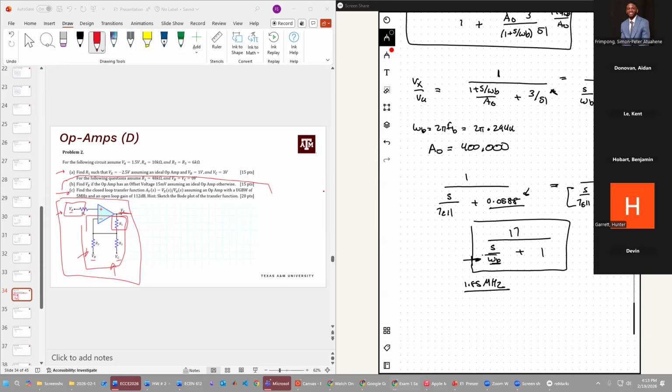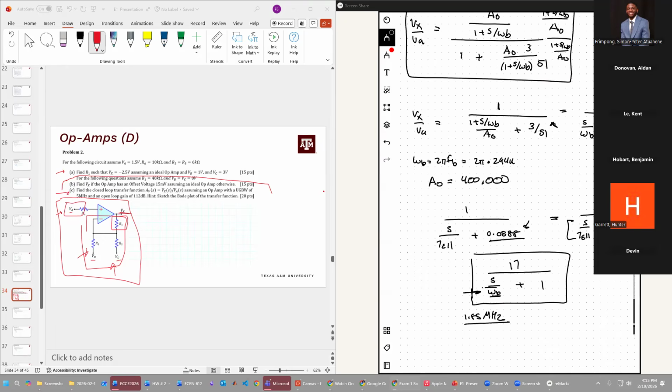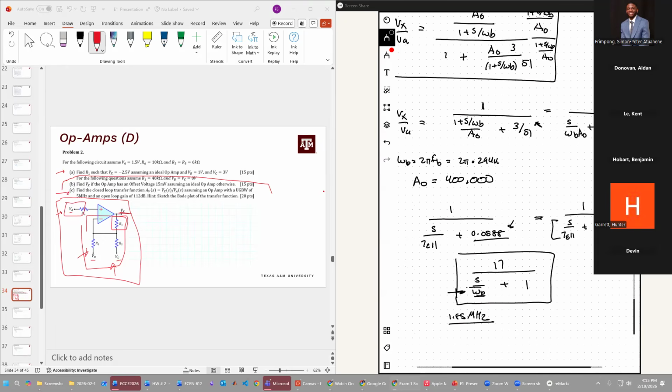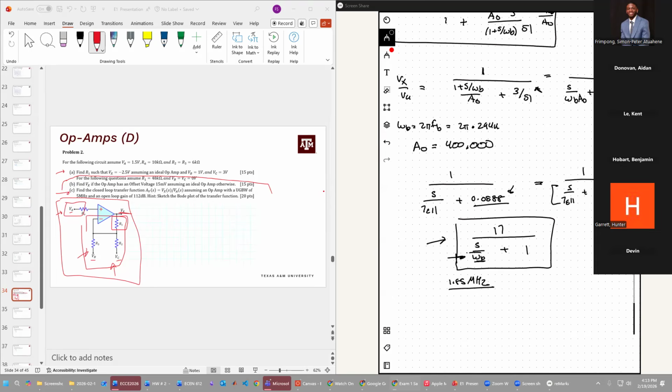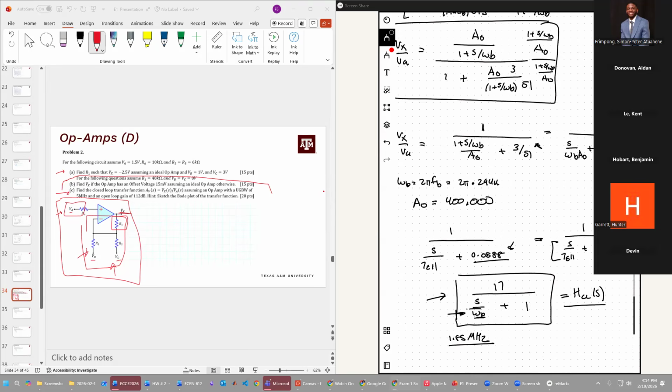So your A0 is going to cancel out on the denominator here. Just keep that in mind. But this is going to be the final answer for the closed loop transfer function. As you can see, this can get a little messy, so you really want to take time to practice this.